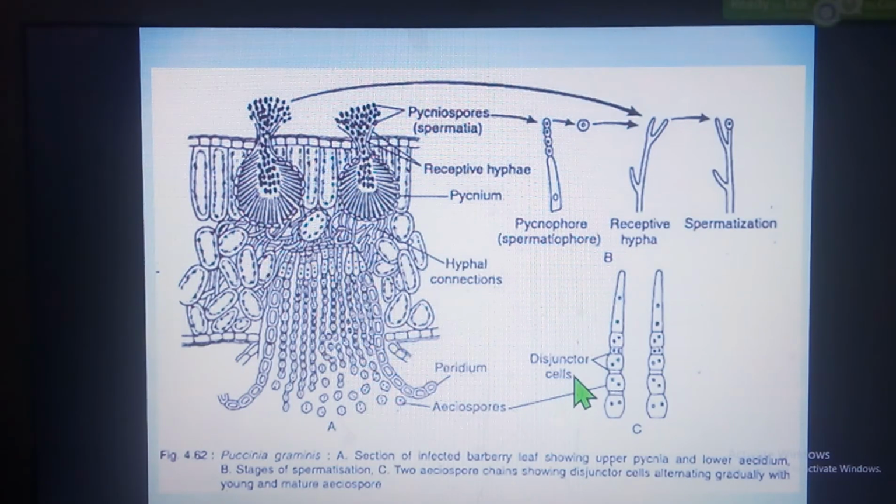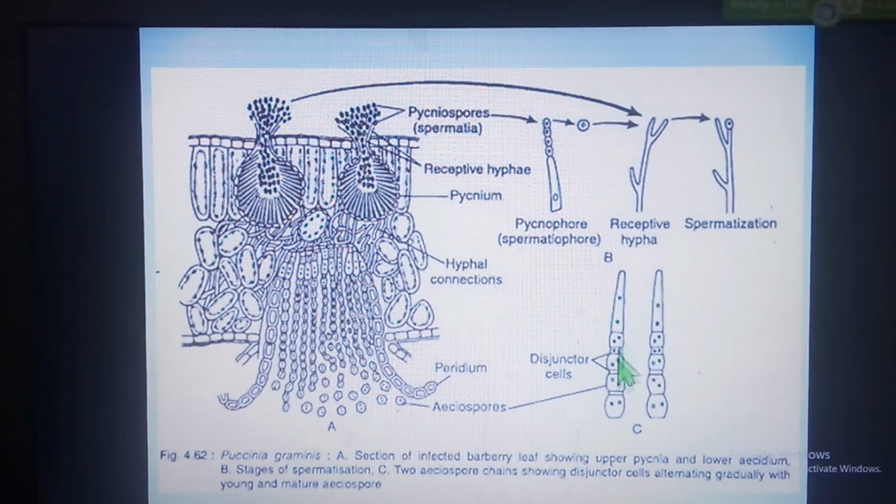So what is the function of these disjunctor cells? Actually, these disjunctor cells help in the dispersal of the aeciospores. So the big ones will become the aeciospores, and the smaller cells are the disjunctor cells. They will become sterile, but they will help the aeciospores. They will help in the dispersion of the aeciospores.